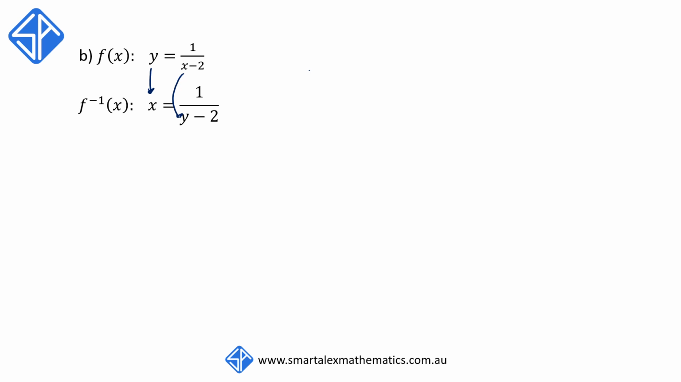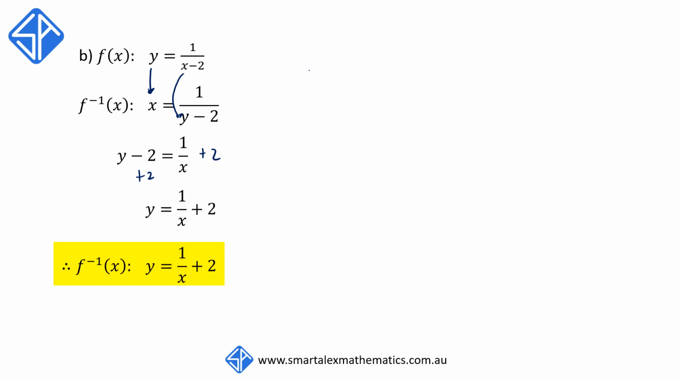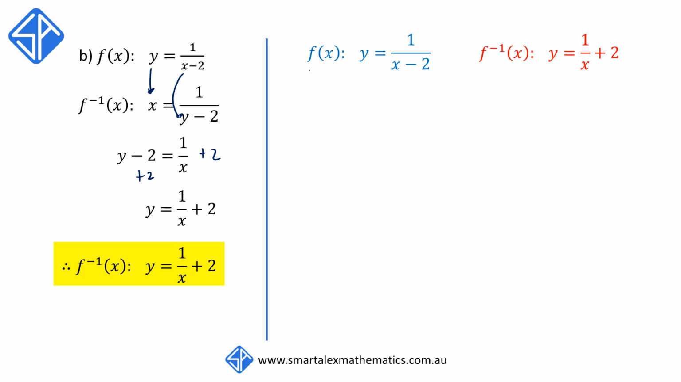To make y the subject, we're going to first take the reciprocal of both sides. So we have y minus 2 is equal to 1 on x, and then we're going to add 2 to both sides. So we have y is equal to 1 on x plus 2. So therefore, our inverse function, f to the -1 of x, is defined as y is equal to 1 on x plus 2.